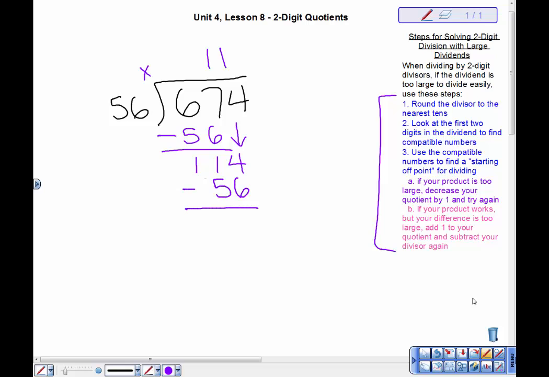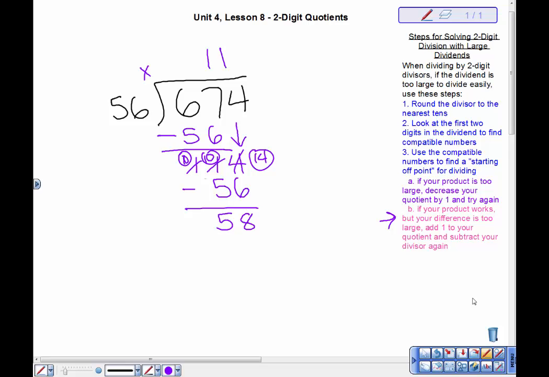If I subtract, let's go ahead and borrow. 14 minus 6 is 8. Let's make this a 0, make this a 10. So I end up with 58. If I compare, 58 is bigger than 56, so that falls into this category. My product worked, but my difference was too big. So my difference down here is too large.